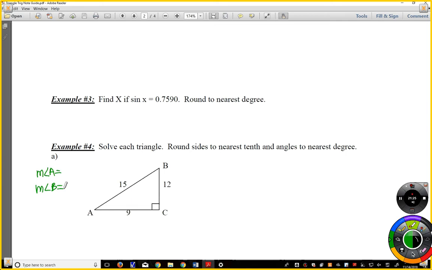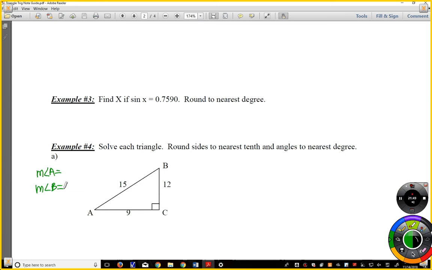So it doesn't matter which one of these we solve for first. What does matter is we don't have enough information just about the angles to find these two angles right now. I can do 180, because that's the amount of degrees in a triangle, minus 90, and I'm left with 90, but I have no idea how to split it up for these. So that's not enough.